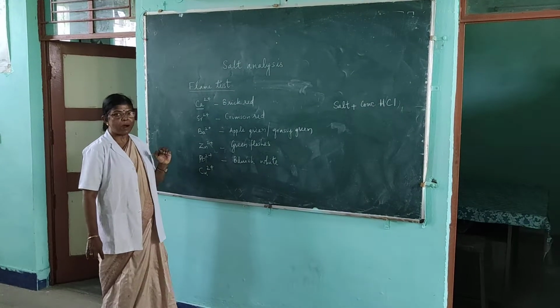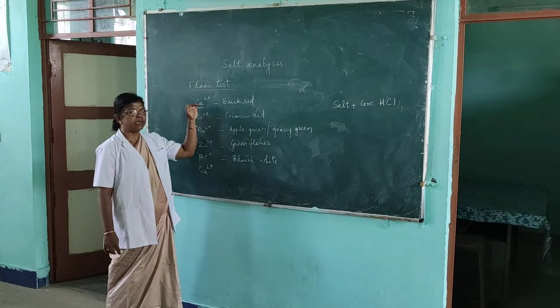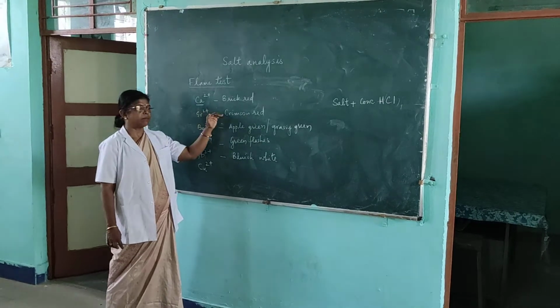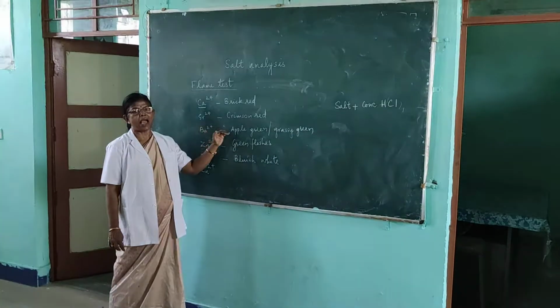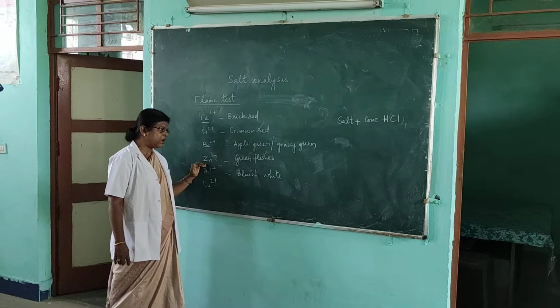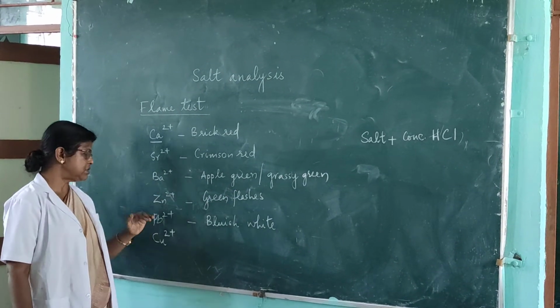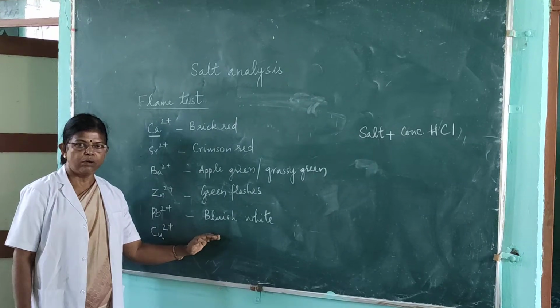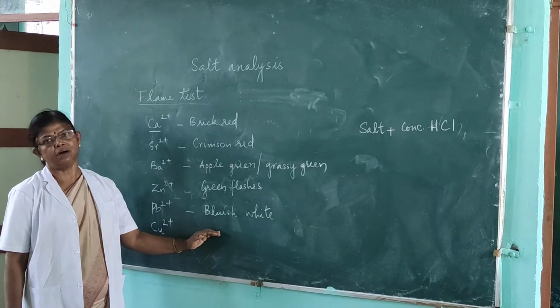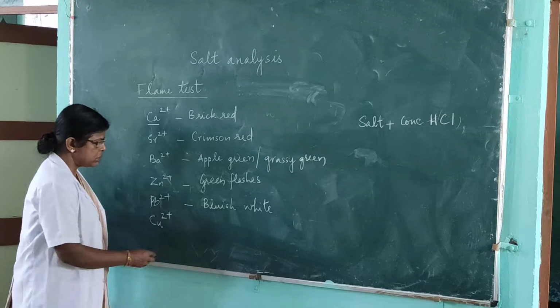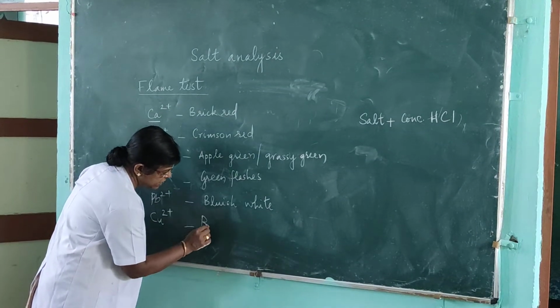The color imparted to the flame for calcium is brick red, strontium crimson red, barium apple green. Zinc ions will give green flashes, lead ions will give a bluish white flame, and copper ions will give a bluish green flame.